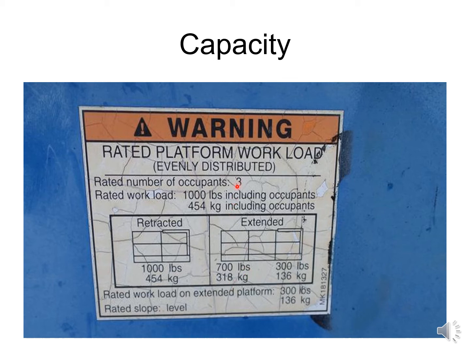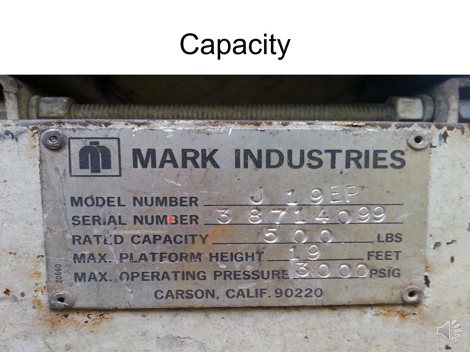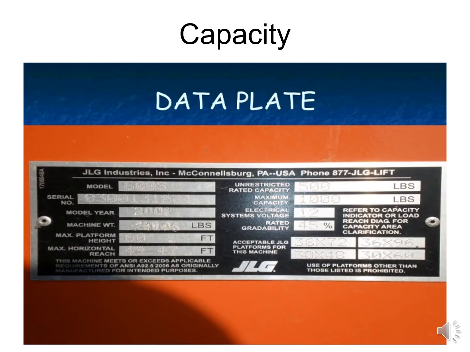So here we have a capacity of 3 people, 1,000 pounds. When we're retracted, it's 1,000 pounds. When we're extended, the inside is 700 and the outside extended area is 300. Again, another capacity gives the rated capacity of 500 pounds and the height of 19 feet here. PSI rating also of the tires. Another plate, we want to identify all the information prior to using any of the lifts.